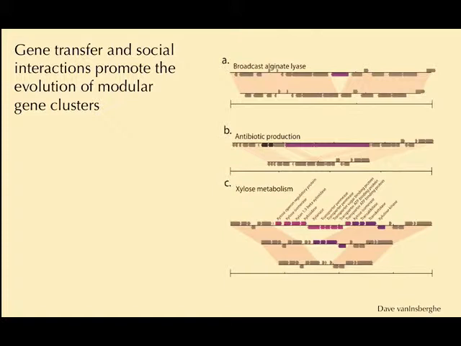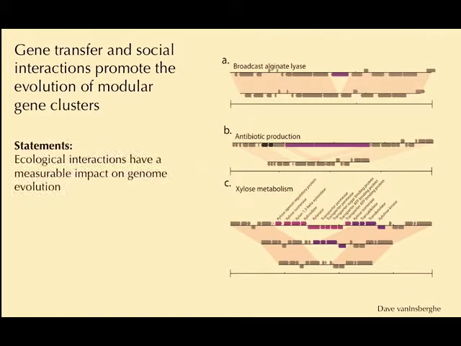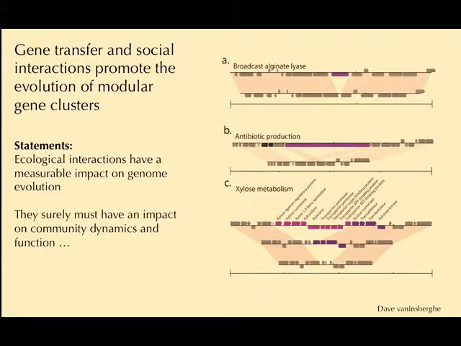And the statement I want to make from this is, it seems that ecological interactions are significant enough that they have an impact on genomic diversity. That's one thing I feel confident saying. And the other is that they must have some impact, I suppose, on community dynamics and function. But really what that impact is, finding that out is difficult.